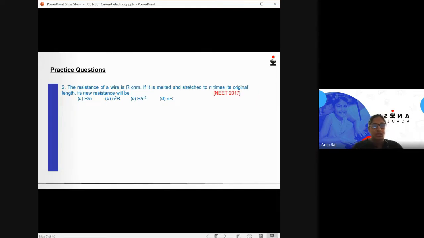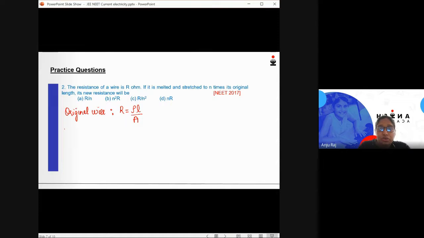Resistance of a wire is R ohm. It is melted and stretched to n times its original length. Its new length will be. It's a similar question. This was asked in 2017 in the NEET exam. So let us write the original wire first. Let the resistance be R, so it will be given by the formula rho L by A, where rho is your resistivity, L is the length, and A is the area.